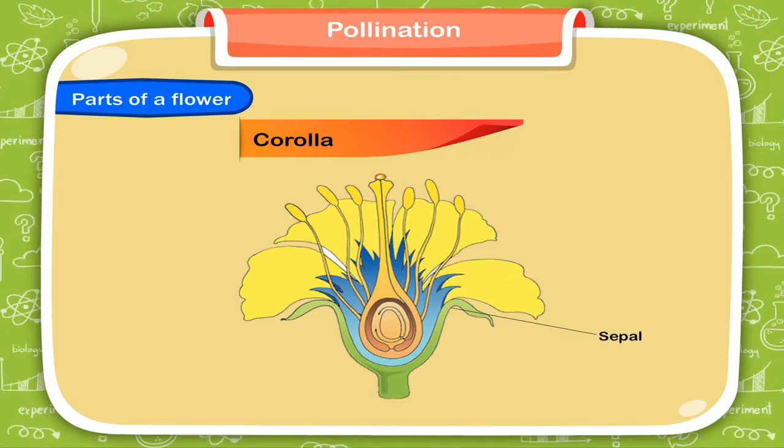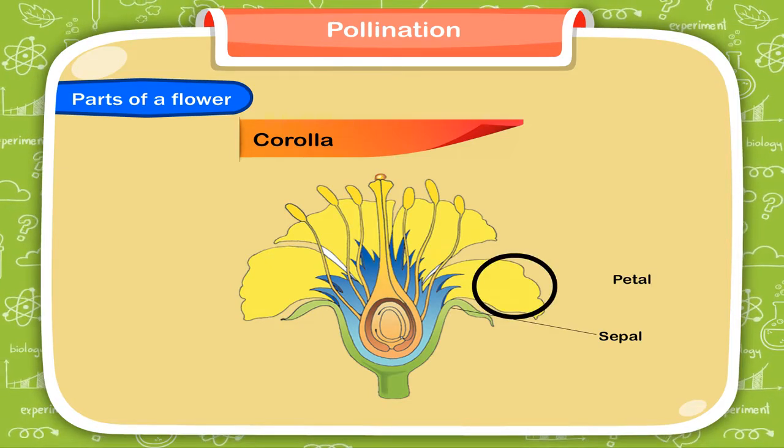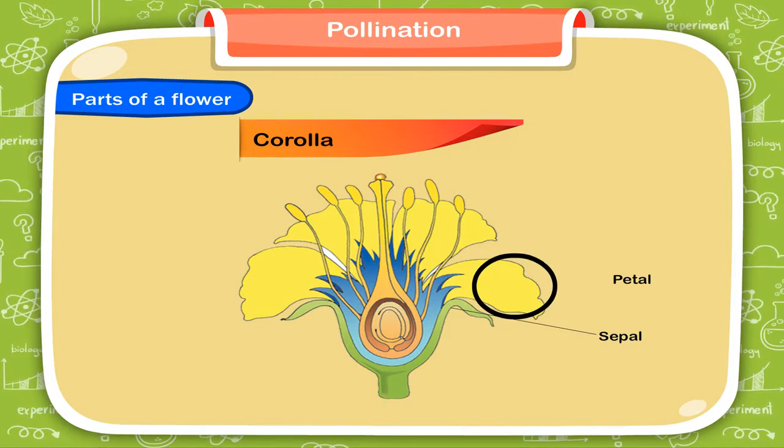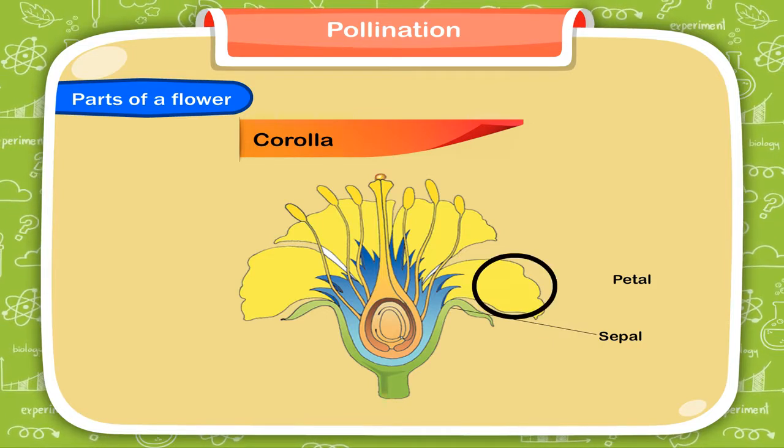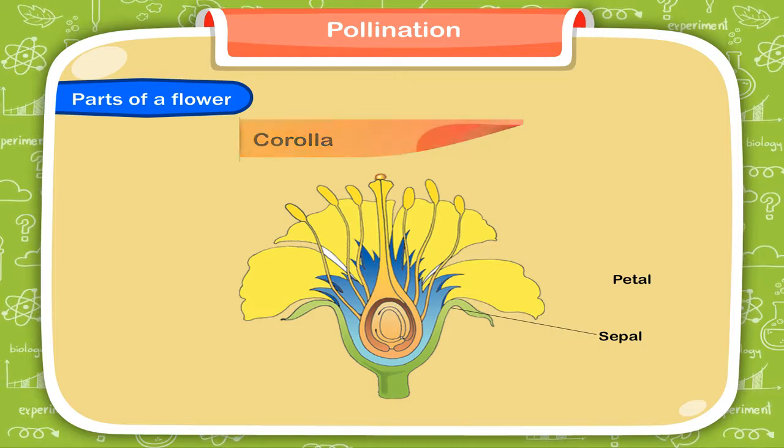Corolla. It is the second roll of the flower. It consists of colored and attractive structures called petals. The main function of the petals is to attract insects for pollination.